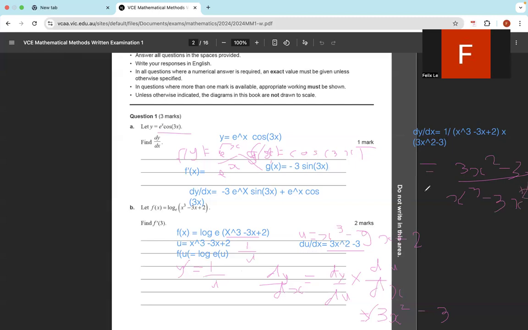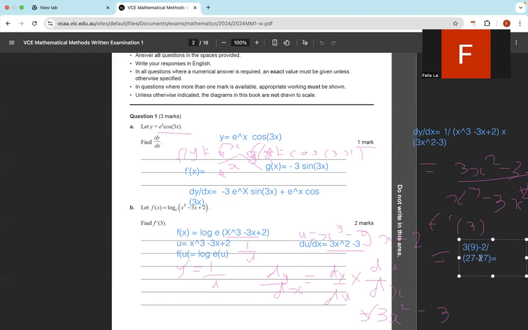So that's the first mark, but it's not over because we need to substitute x equal to 3 as well. This will give us the substitution: 3 times 9, 3 times 9 minus 3, and this entire thing will be divided by x^3, substituting 3 in, so this will be 27 minus 9 again.